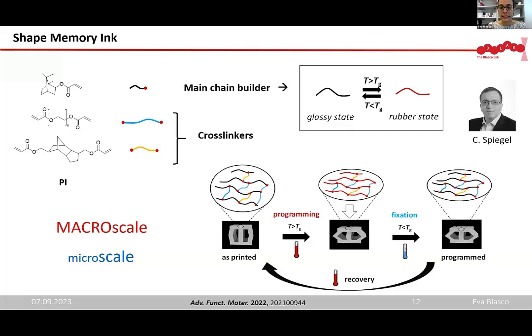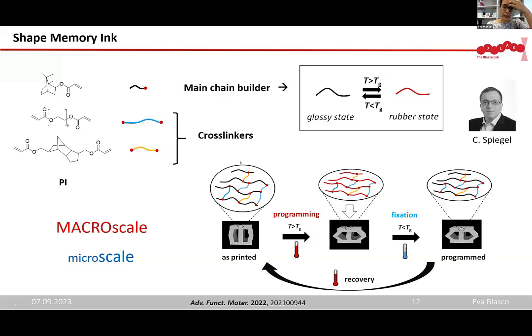And that was the exercise: to play with the crosslinker and main chain builder that will allow us the shape memory response. So how does it work? We have our printing formulation, as you can see here, our norbornene, that acts as a main chain builder, and the crosslinker. We have one flexible one and also one stiffer one. And that was very important to achieve the right mechanical properties and response, and, as I said, to adapt the formulation for macro and micro printing.